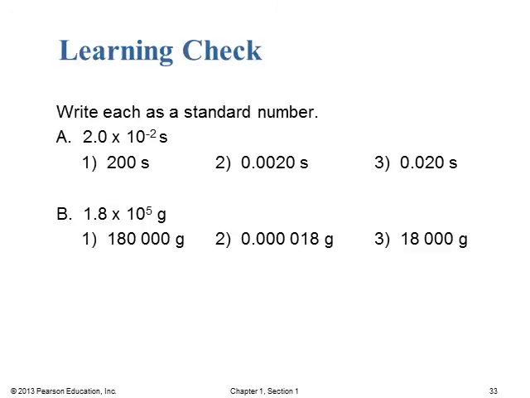Choice B, we have 1.8 times 10 to the 5th grams. Again, we have a large number, a number that's greater than 1, so we should have a positive exponent. And so we can eliminate choice 2, which would be a small number. Then we're down to 1 and 3. Here we have an exponent of 5, and that means we should move our decimal 5 places to the right. And so we should end up with choice 1, 180,000 grams.